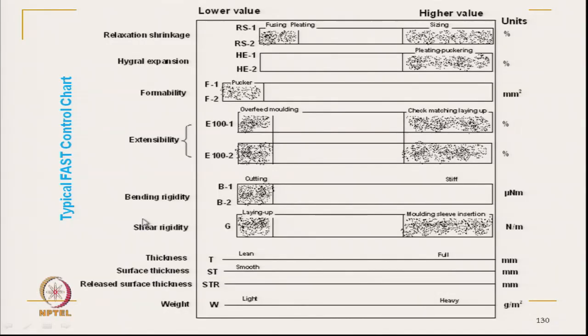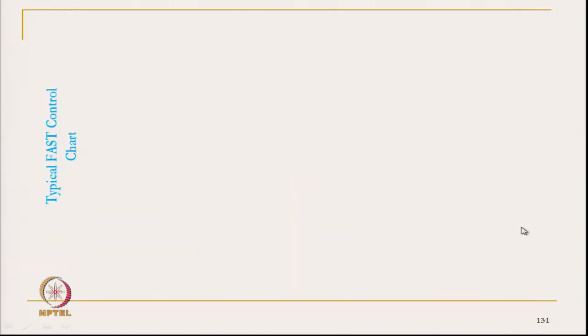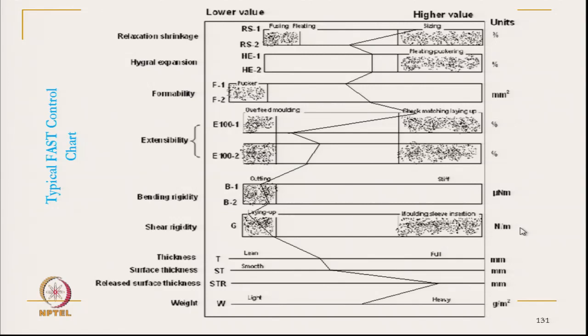Okay. Then bending rigidity, if it is high, there will be a cutting problem, and shear rigidity, a laying up problem, thickness, surface thickness, released surface thickness. For all these characteristics, for thickness, surface thickness, released surface thickness, there is no warp and weft. So, that is why it is a single line, and this is a typical control chart.